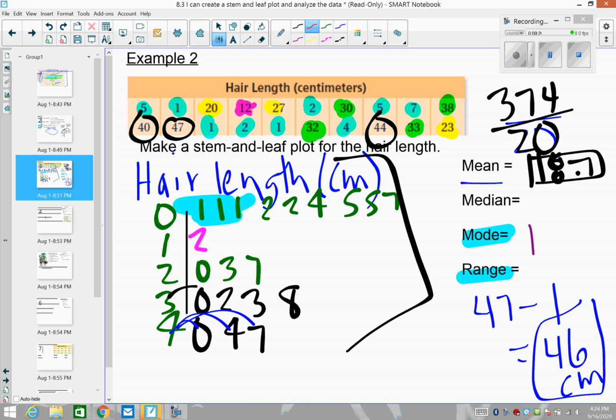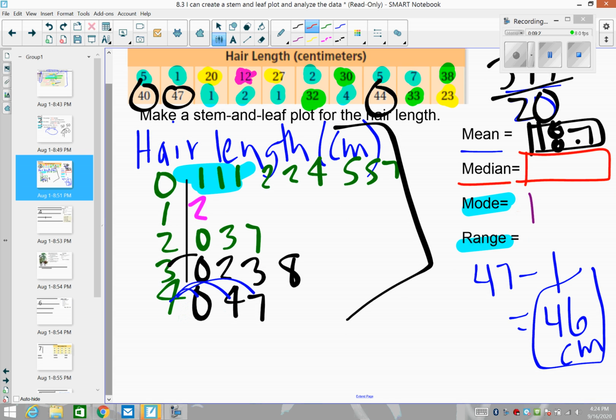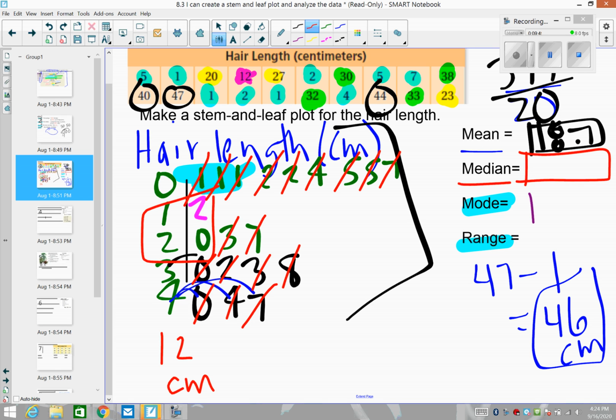So the only thing that's left for us is to calculate the median, the middle number. And we're going to do that by going least, greatest, until we get to the middle number. So I'm going to start crossing them off. Least, greatest, least, greatest, until I'm stuck between a hair length of 12 centimeters and a hair length of 20 centimeters. What is the middle value between those two?